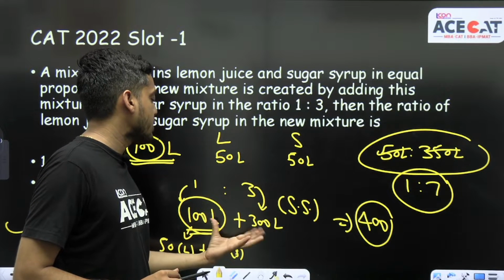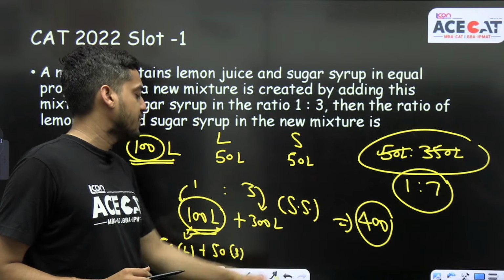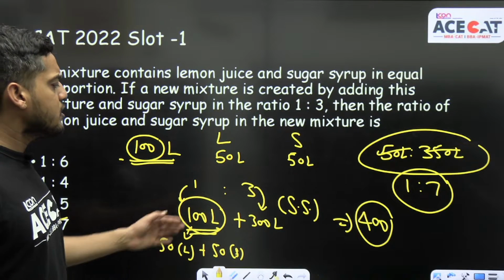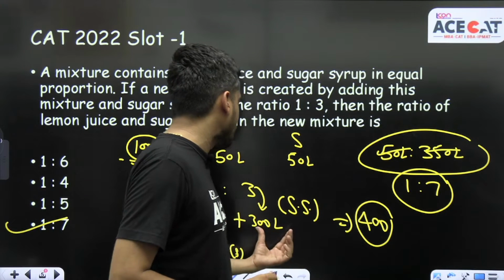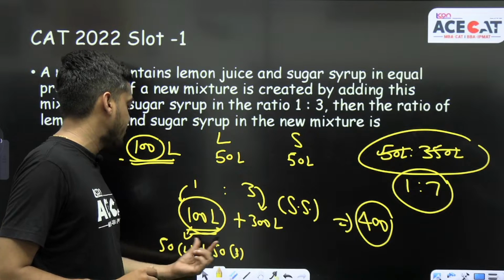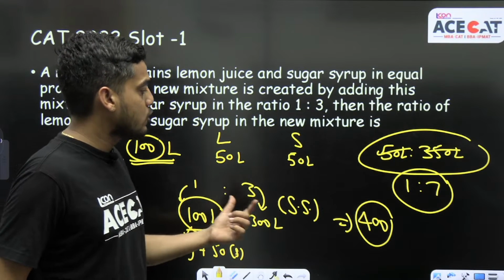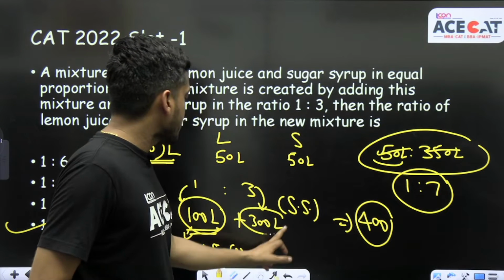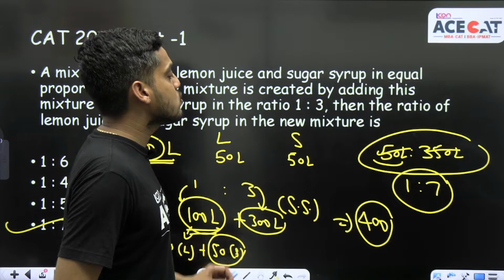They have been mixed, and now the total volume has become 400 liter. Out of this 400 liter, we all know 300 liter is pure sugar syrup. Out of this 100 liter, 50 liter lemon, 50 liter sugar syrup. So ultimately 50 liter is sugar syrup, and in total 300 plus 50, 350 liter sugar syrup is there.